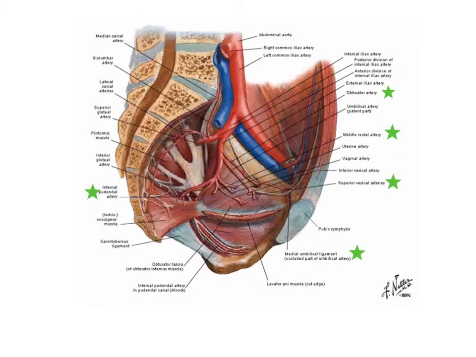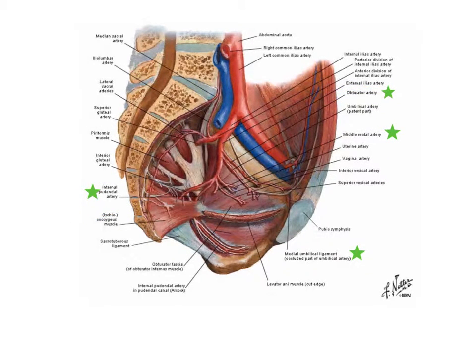Now we're going to move on and talk about the anterior division. The first 4 branches that we're going to talk about are branches that are identical in both females and males. So this is going to be the umbilical branch, the obturator, the middle rectal, and the internal pudendal. Of all the anterior branches, both the obturator and internal pudendal are going to leave the pelvis, while the rest of the anterior branches are supplying the pelvic viscera.